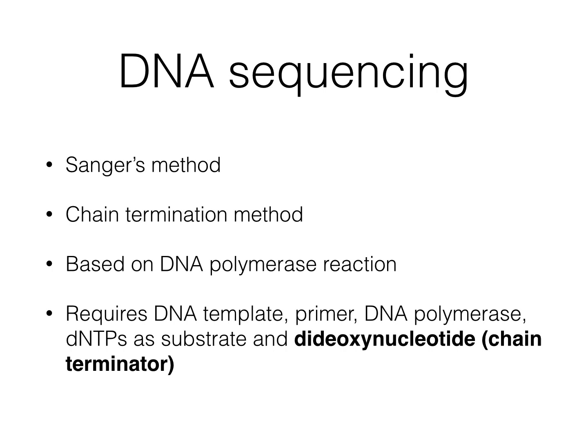And this requires a DNA template, a primer, an enzyme, DNA polymerase, but it doesn't have to be thermostable, unlike in PCR. And just like PCR, it also requires substrates like dNTP. And of course, there's this special ingredient called the dideoxynucleotide, which acts as a chain terminator.